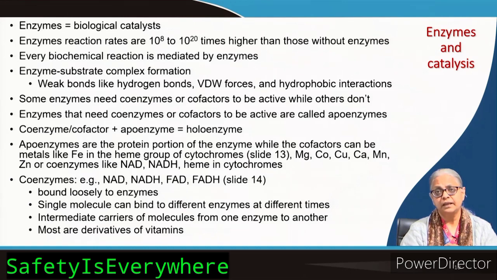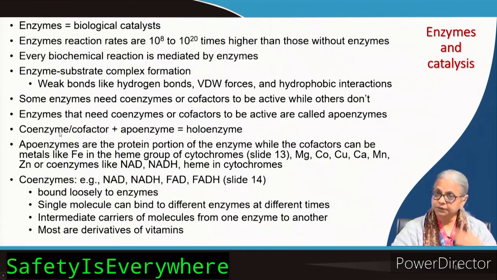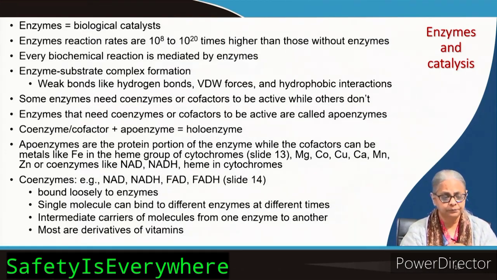Some of these enzymes can work on their own, while others need coenzymes or cofactors to be active. So there are different types of enzymes. If there is an enzyme that needs a coenzyme or a cofactor, then that part is obviously called the coenzyme or cofactor, and there is another part that is called the apoenzyme, and the two together are then called holoenzyme. Holo meaning whole and apo meaning part of the enzyme.